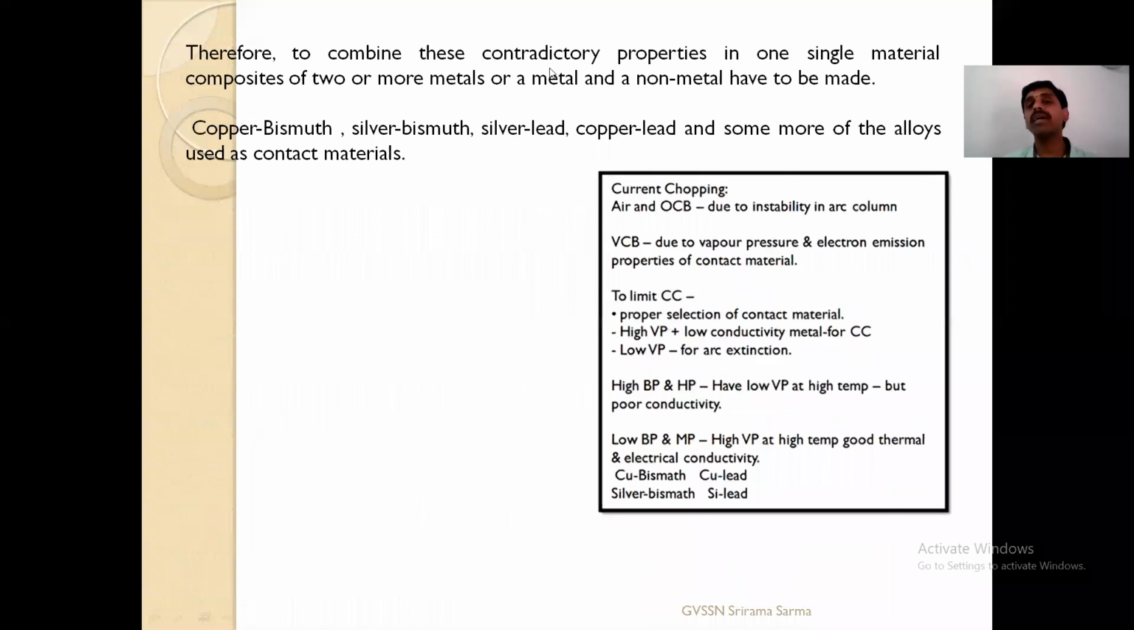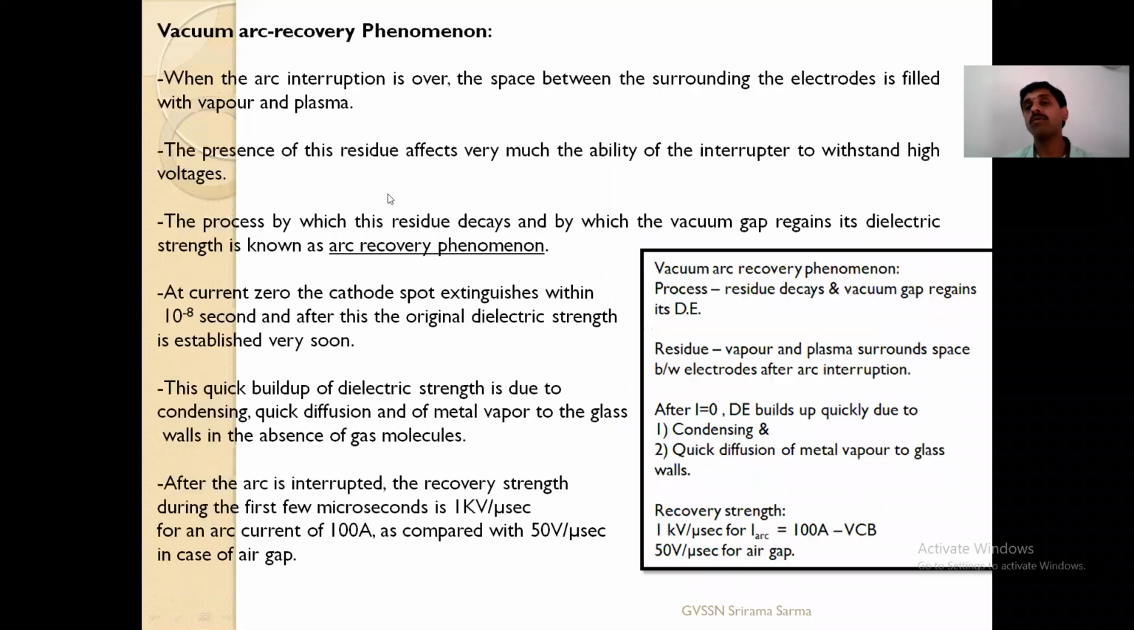So therefore, to combine these properties in one single material, composites of two or more metals, or metal and non-metal, have to be made. That's what we said. These are the alloys to be used for contact materials.